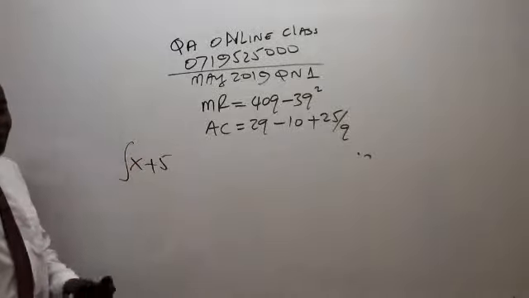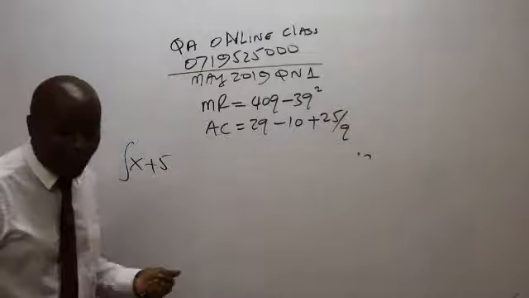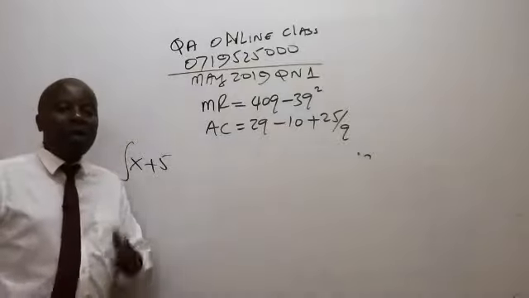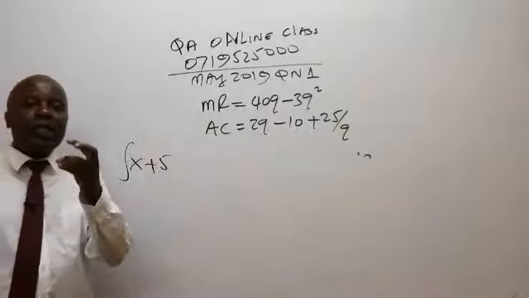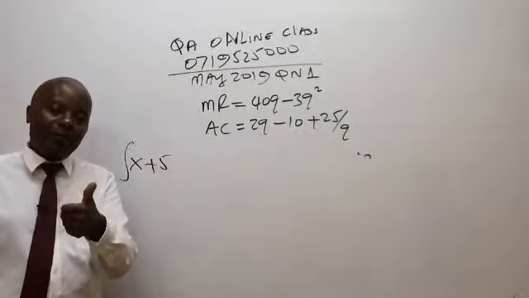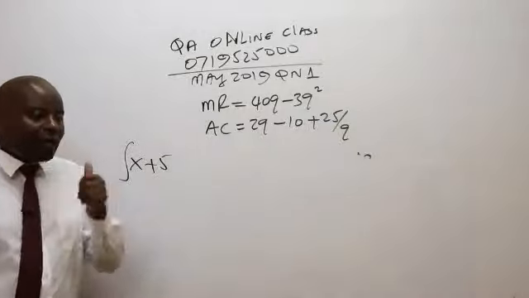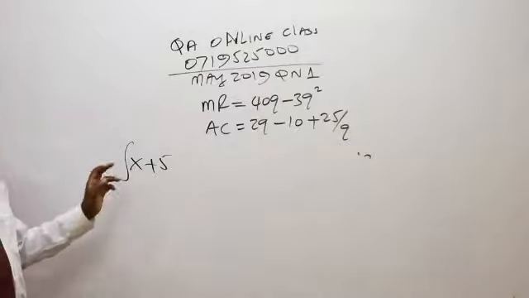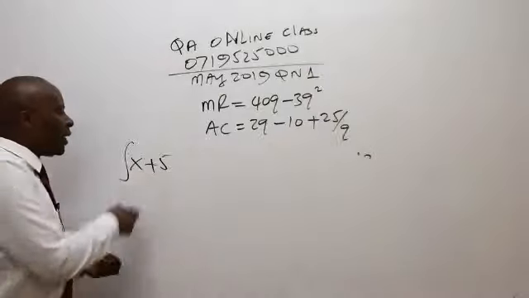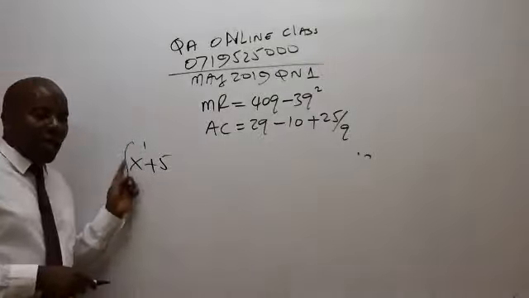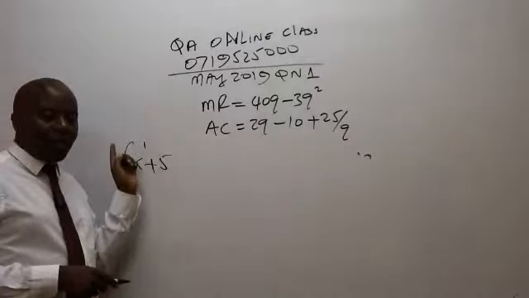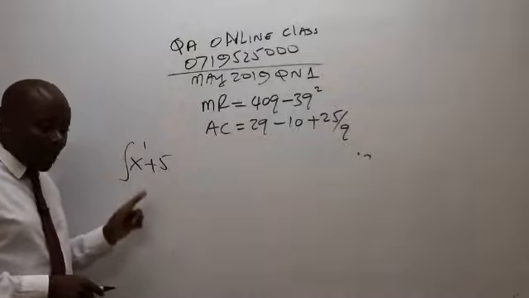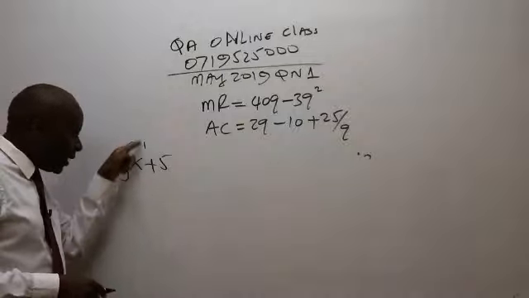If somebody tells me to integrate x plus 5 with respect to x, there is no problem. What I'll need to do is to integrate one term at a time, and I will start with this term here, x. But again, remember, when you see a term like this, x alone, it has an implied power of 1. It's there.